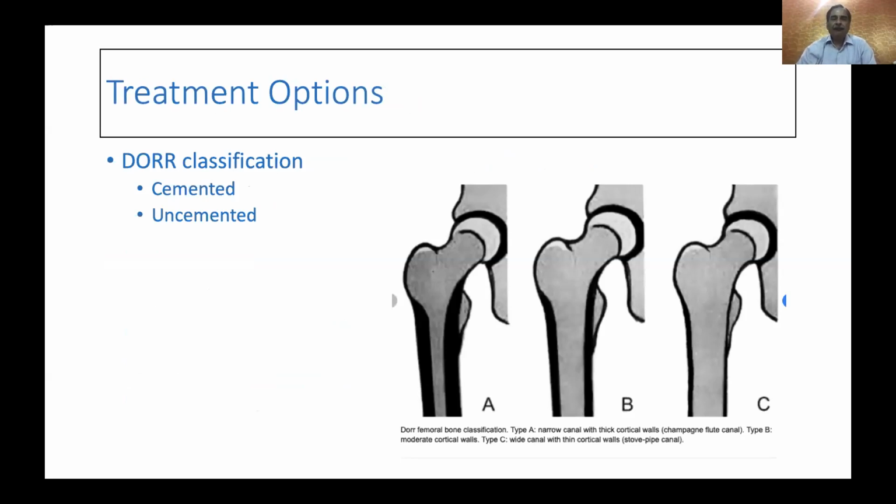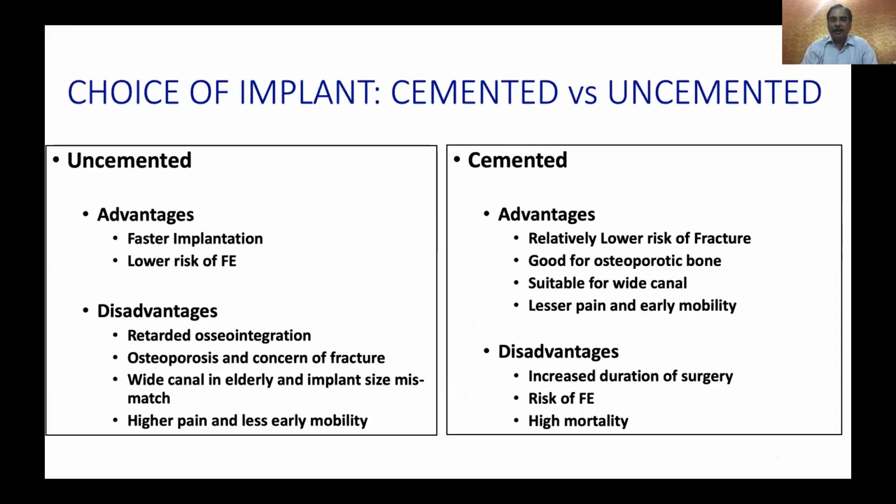The treatment options, whether whatever we are going to put in, hemi or total, is to be cemented or uncemented, is also decided by the Dorr femoral bone classification. You must always know that. The A type is the champagne flute, the C type is the stovepipe, and the B type is in between, depending on the size of the medullary canal and the thickening of the cortices.